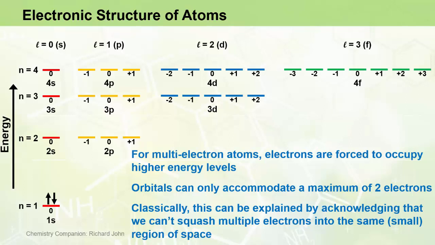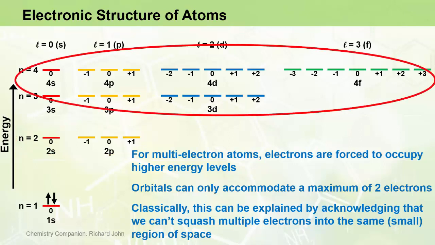So when we get to the third element, lithium, which has 3 electrons in its electron cloud, one of its 3 electrons needs to go into an orbital in the n equals 2 shell. By the time we get to sodium, number 11, with 11 electrons in its electron cloud, we need to start putting electrons into orbitals at these higher energy levels, at the n equals 3 level, and even higher when we get to higher numbered elements in the periodic table.